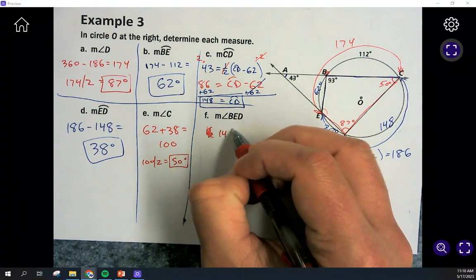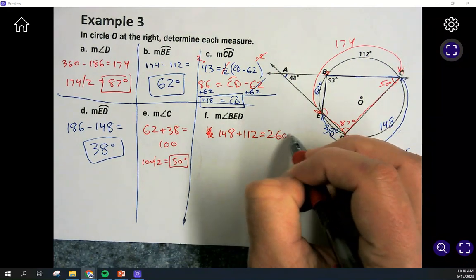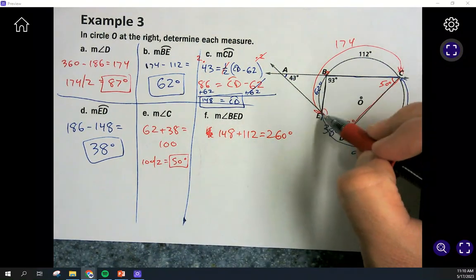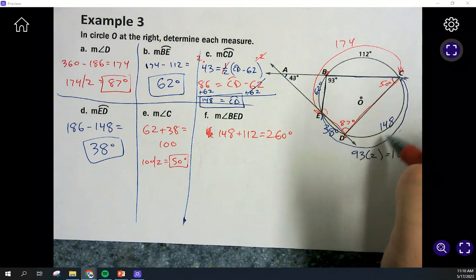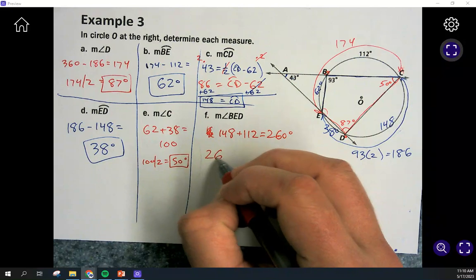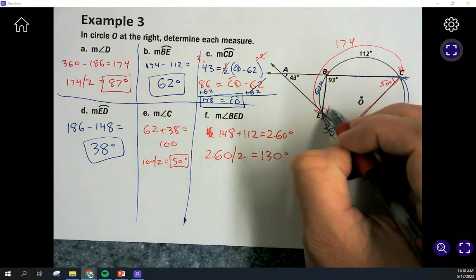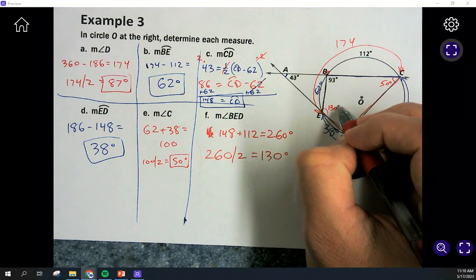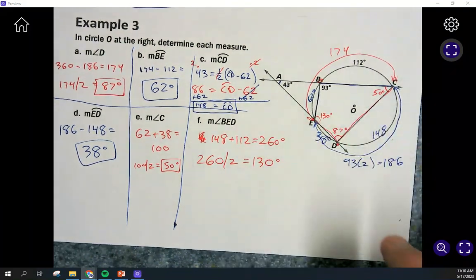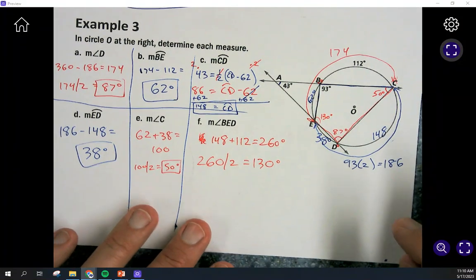So I'm going to go ahead and put those together. That's 260 degrees. Okay, so this angle BED is creating an arc of 260 degrees. That angle is going to be half the size, so 260 divided by 2 is 130 degrees. Okay, so it's using a lot of prior knowledge of our arcs, our inscribed angles. The new stuff today that we just have to keep straight.